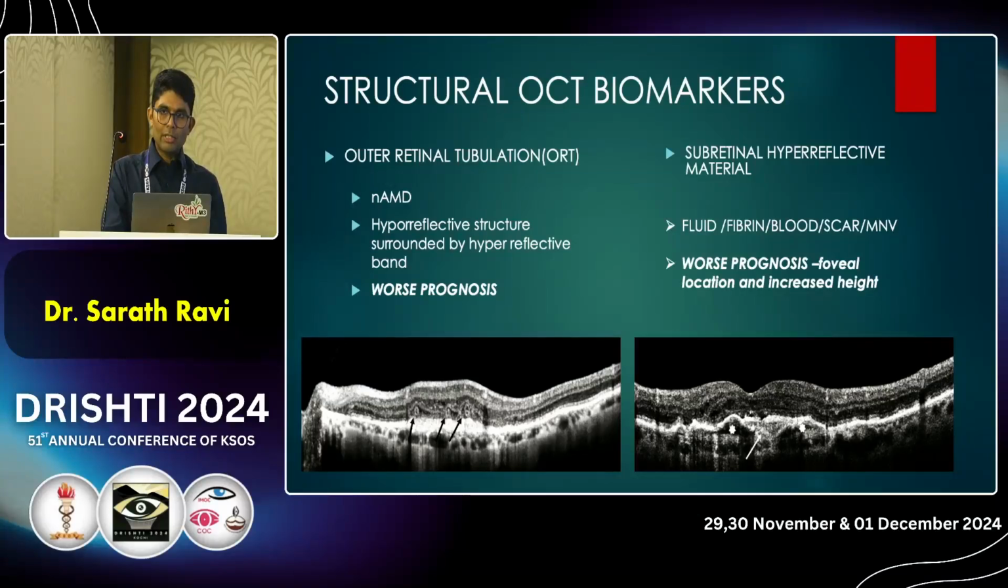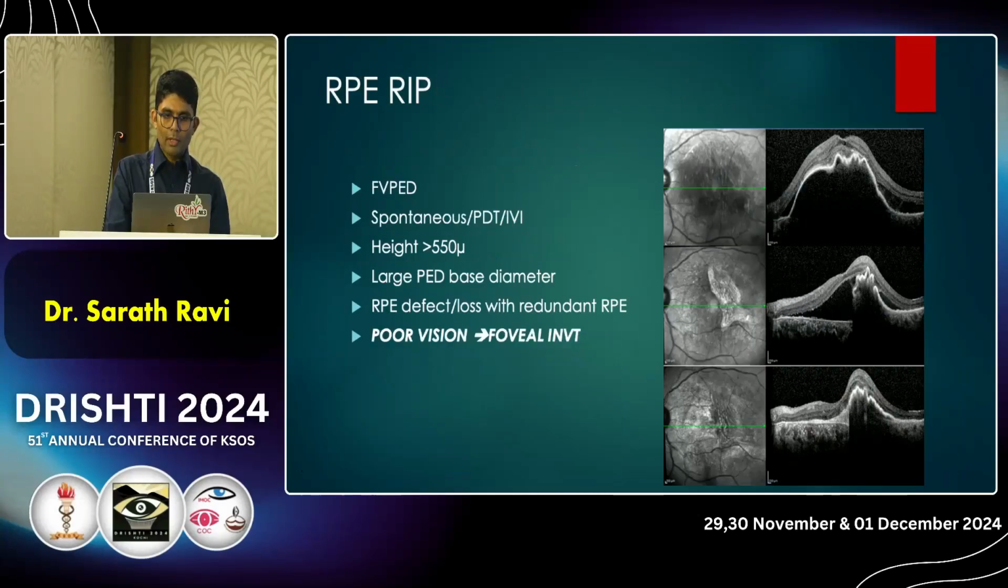These can be present in the outer nuclear layer, and are seen as round hyporeflective lesions surrounded by a hyperreflective band, and also indicate a poor prognosis. There could be subretinal hyperreflective material, which could be either fluid, fibrin, blood, or a neovascular tissue, and the height of the subretinal hyperreflective material along with the foveal location indicates a poor prognosis.